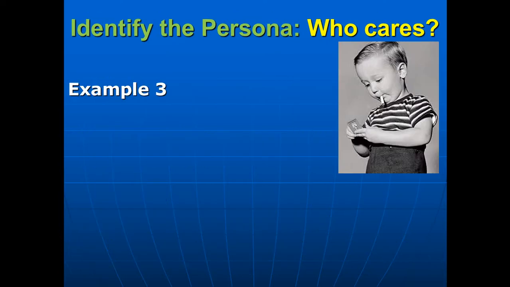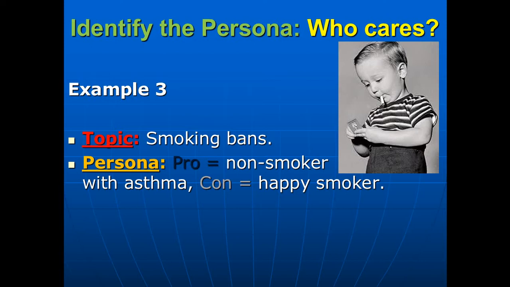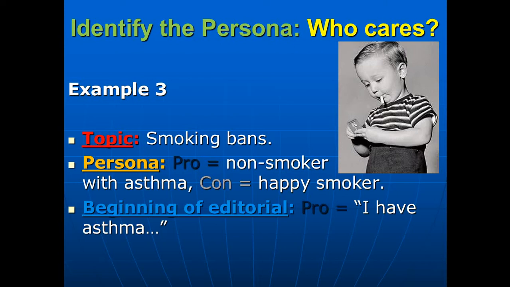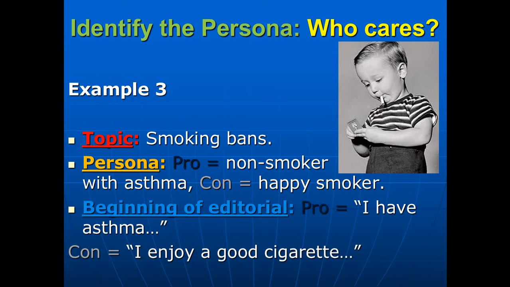And then our final example, smoking ban. So again, you want to think about who is personally affected. Who is someone who would be affected by smoking bans? Obviously on the pro side, someone who has health effects that might be harmed by smoking. On the con side, a smoker obviously is going to be affected. So our pro side is a non-smoker with asthma, our con side is a happy smoker, and again we could start our editorials by saying something like, I have asthma, or I enjoy a good cigarette, just explaining who this persona is.